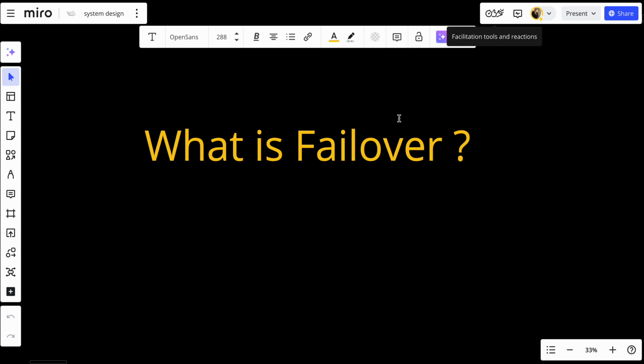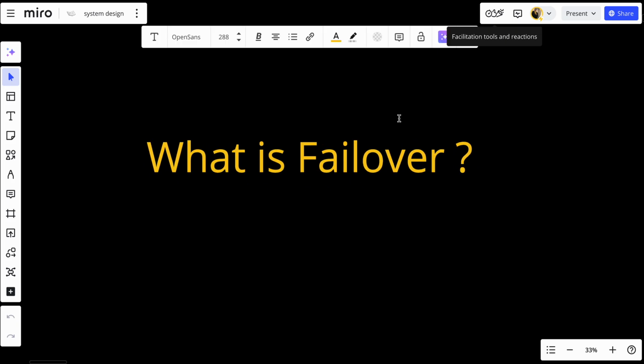So, first, what is failover? Failover is a mechanism that allows a system to automatically switch to a redundant or backup component when the primary component fails. It ensures that your system continues operating without significant disruption when a failure occurs. For instance, imagine a database that suddenly crashes, and instead of going offline, the system seamlessly switches to a backup database so users don't experience any downtime. This process is what we call failover.